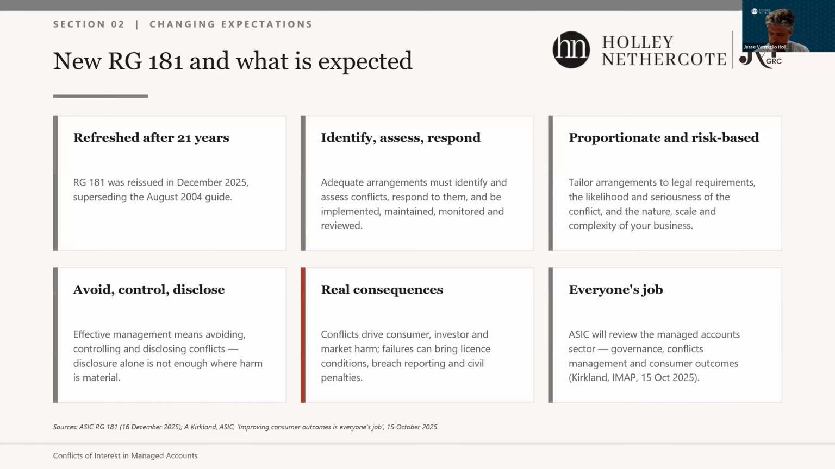The other thing to note, it probably isn't in the slides, is that it does pick up on a lot of the legislative changes that have occurred since the RG was first issued, not least of which is the ban on conflicted remuneration and other obligations that FOFA has introduced.